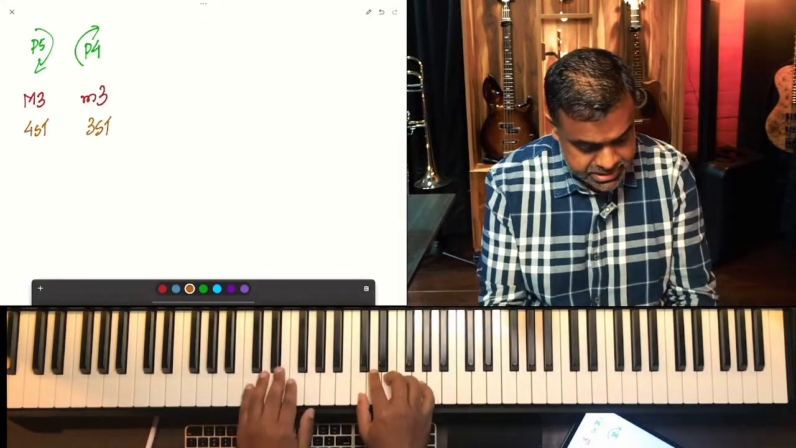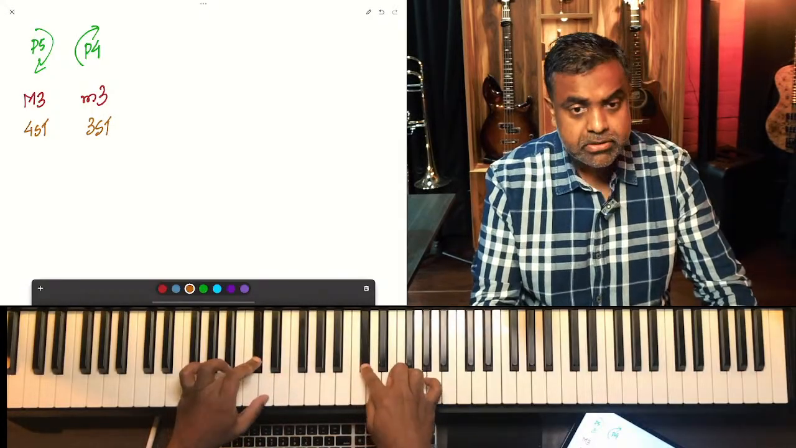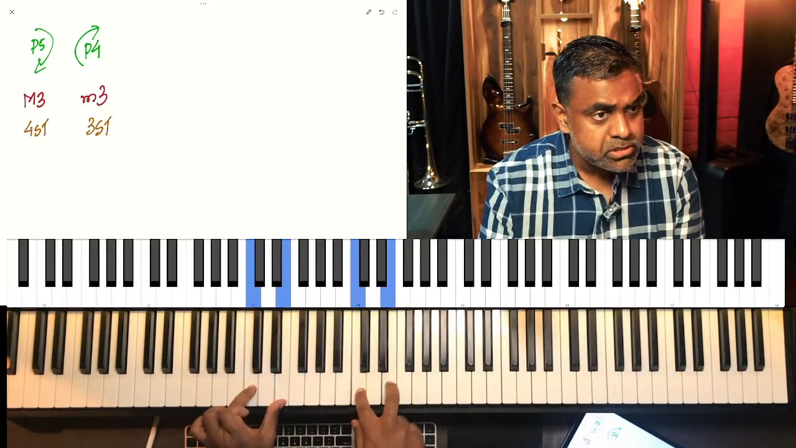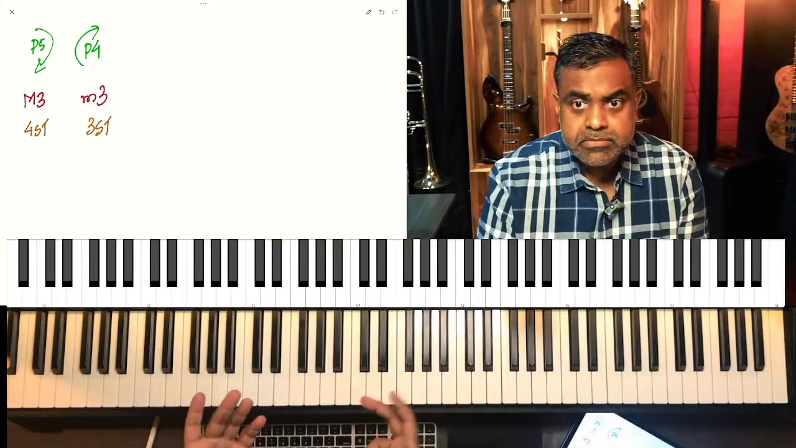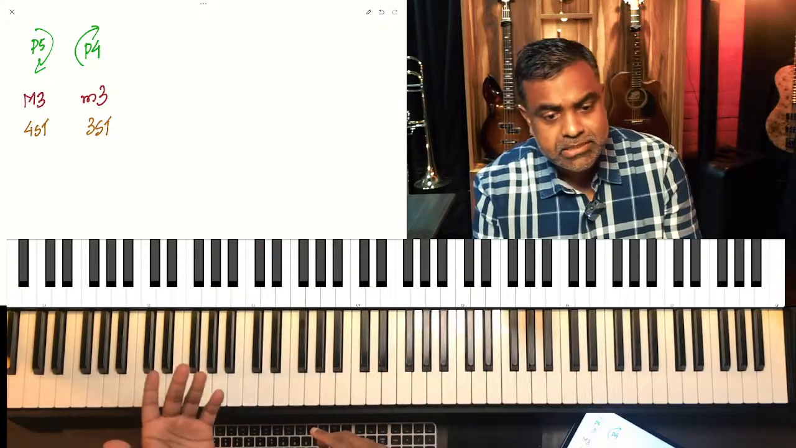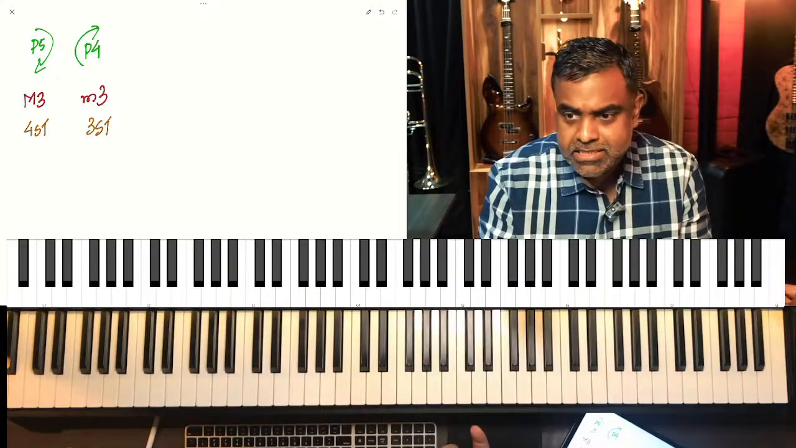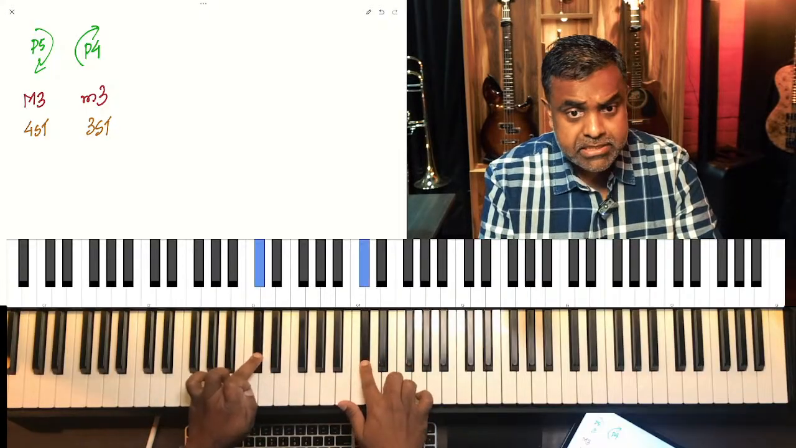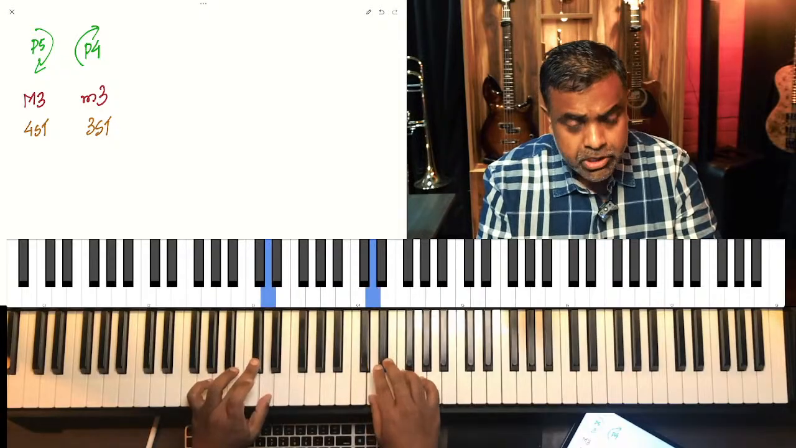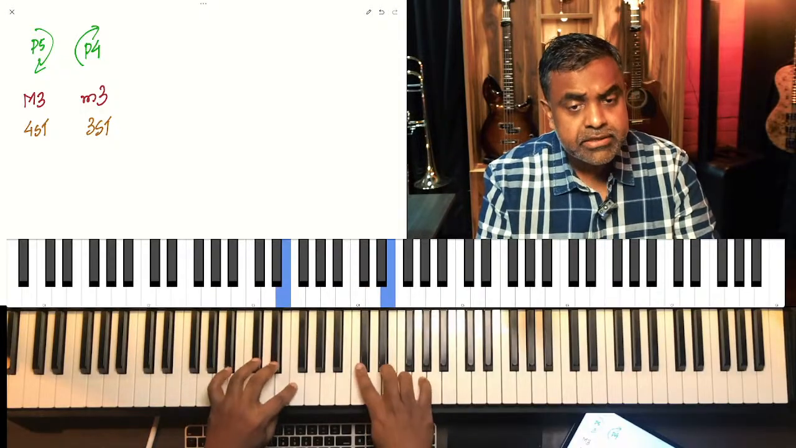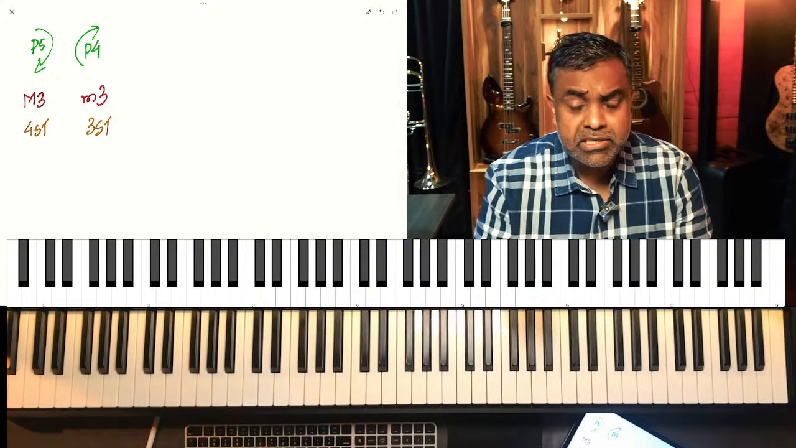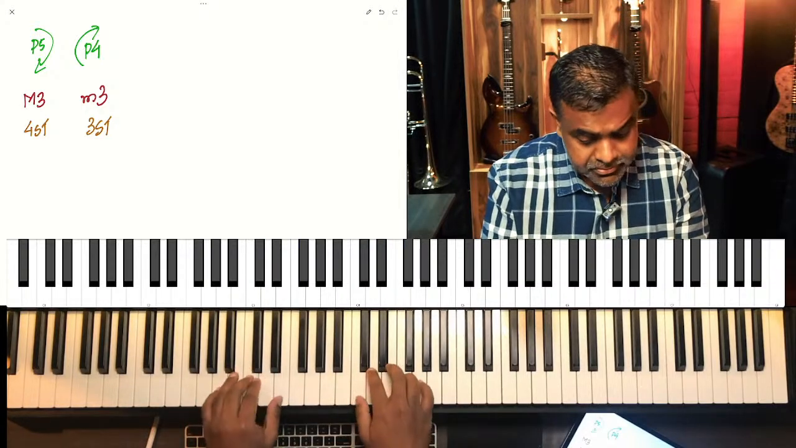So if you take C, that's 1 step, 2 steps, 3 steps, 4. So knowing E as the major third of C should be as easy, or not so complicated, as now knowing the major third of D flat, which is 1, 2, 3, 4. So a nice exercise might be to practice all your major thirds chromatically.